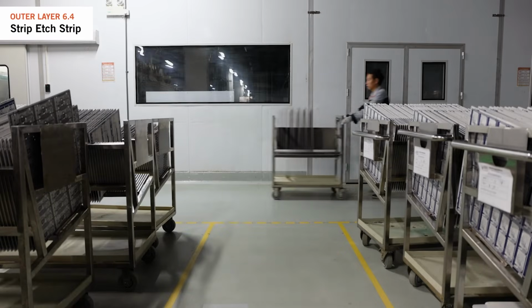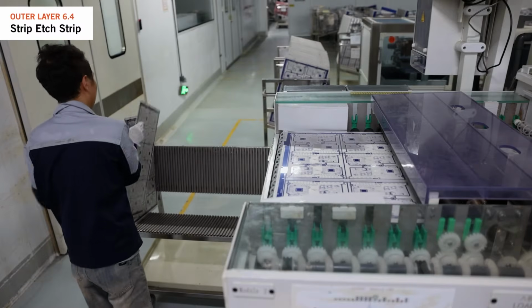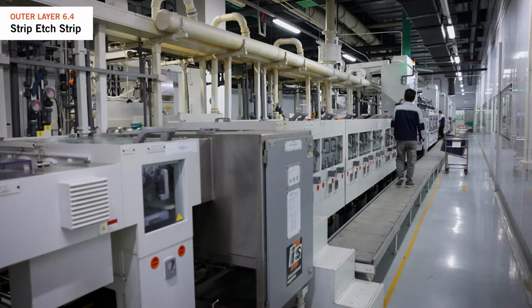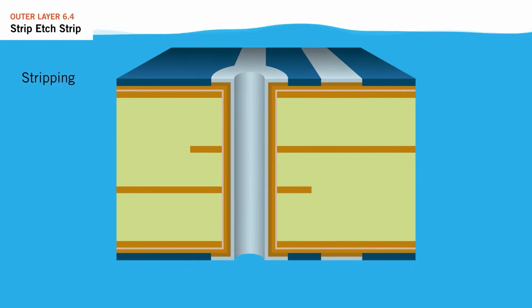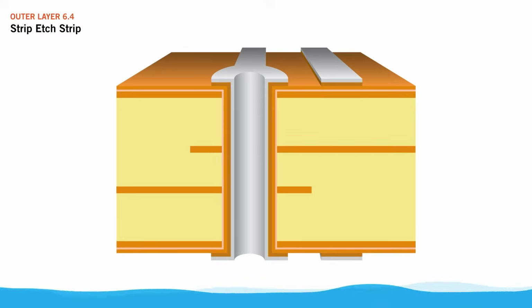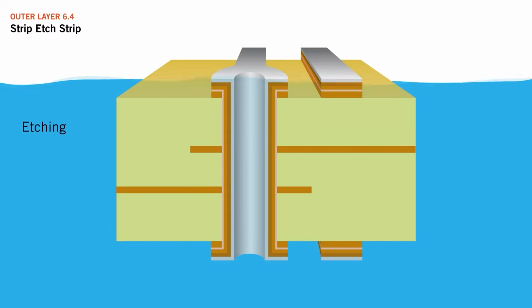In this process, we remove all the remaining dry film, then etch away the unwanted copper from the panel's surface, leaving only the copper we want. This creates a functioning circuit. First, we chemically remove the remaining dry film, exposing the unwanted copper underneath. Then we use etchants to remove the unwanted copper under the removed dry film.